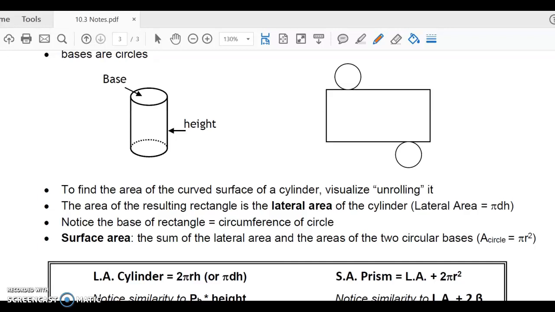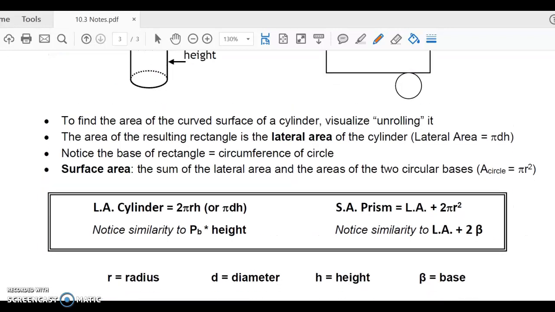Surface area is still going to be the sum of the lateral area and the areas of the 2 circular bases, and we're just going to think about the area of a circle as pi r squared. So the lateral area is 2 pi r or pi d times h. Basically that's circumference times h. Very similar to perimeter, but for a circle. The surface area is going to be the lateral area plus 2 times pi r squared. We have to really understand that this 2 comes in from the fact that we're multiplying 2 bases.